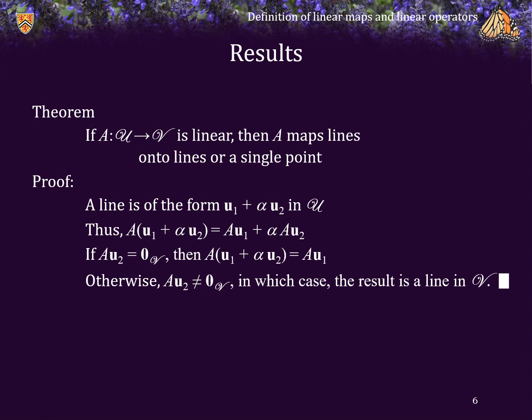There's a second nice result which we will not prove, but it says that a linear map maps any circle or ellipse that is centered at the origin to another circle or ellipse or line segment that passes through the origin.